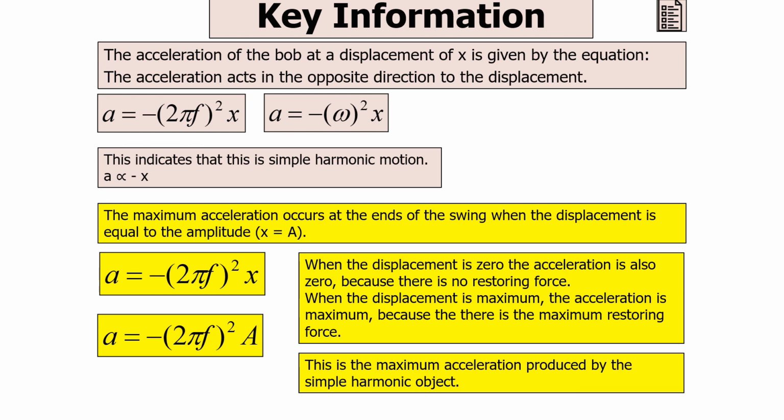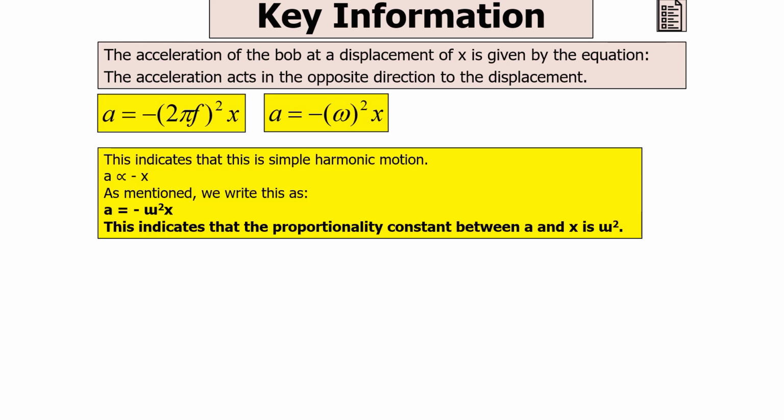When the displacement is a maximum, the acceleration is a maximum because there is a maximum restoring force. So our maximum acceleration produced by the simple harmonic object is a equals minus (2 pi f) all squared times A, or minus omega squared A. As I've said before, we know that a is equal to minus omega squared x. So this indicates that the proportionality constant between a and x is omega squared.